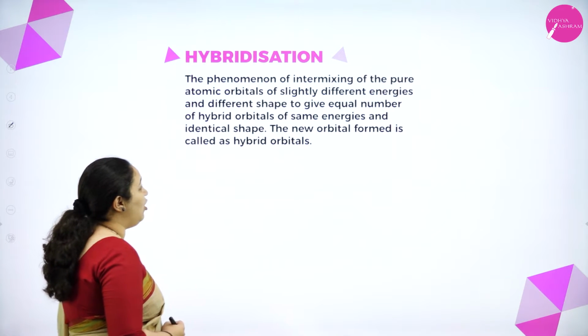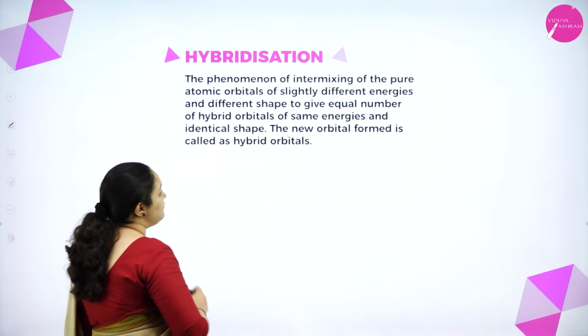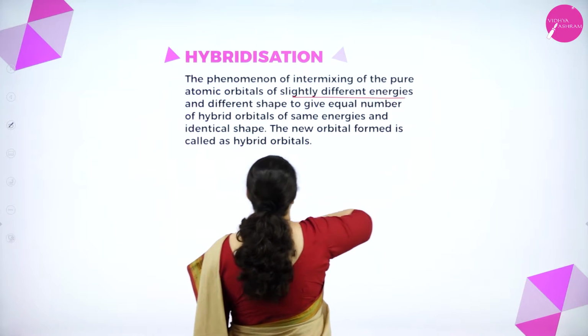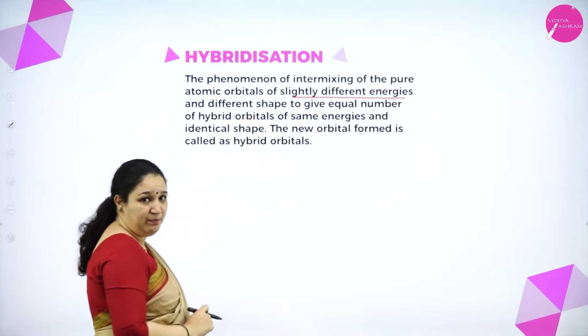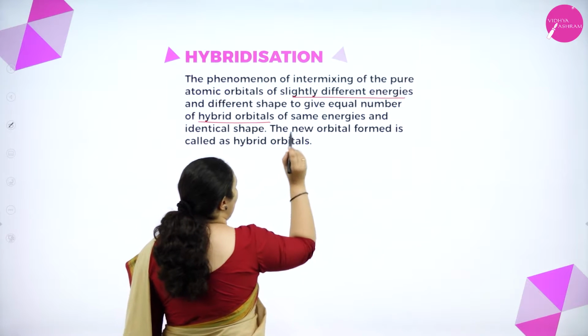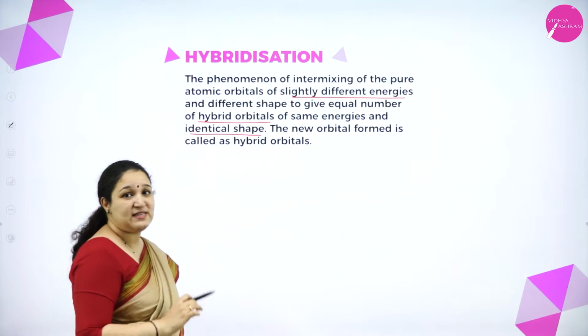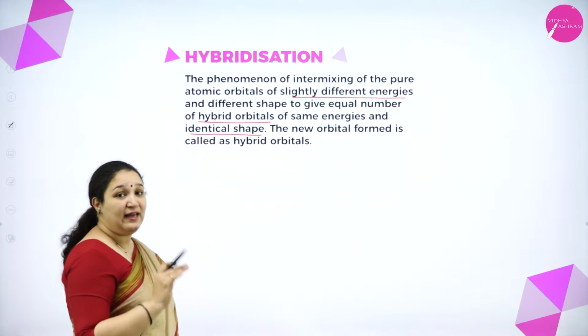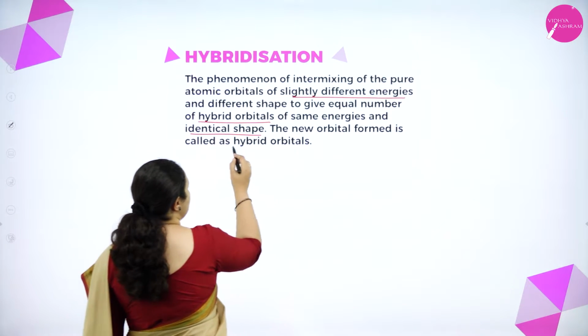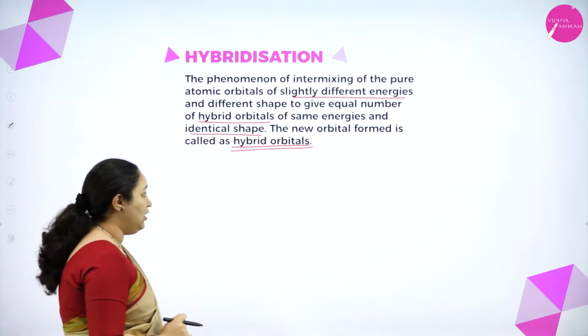So what is hybridization? The phenomenon of intermixing of pure atomic orbitals of slightly different energies and different shape to give an equal number of hybrid orbitals of same energy and identical shape is called hybridization, and the new orbital formed is called a hybrid orbital. I shall explain this now.